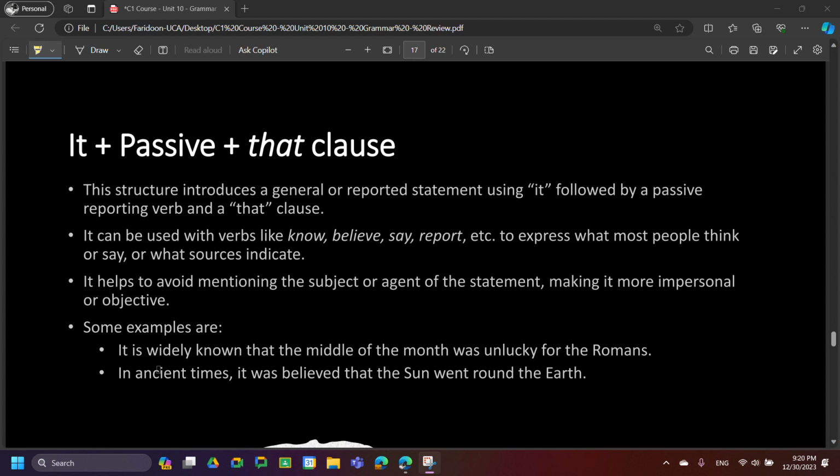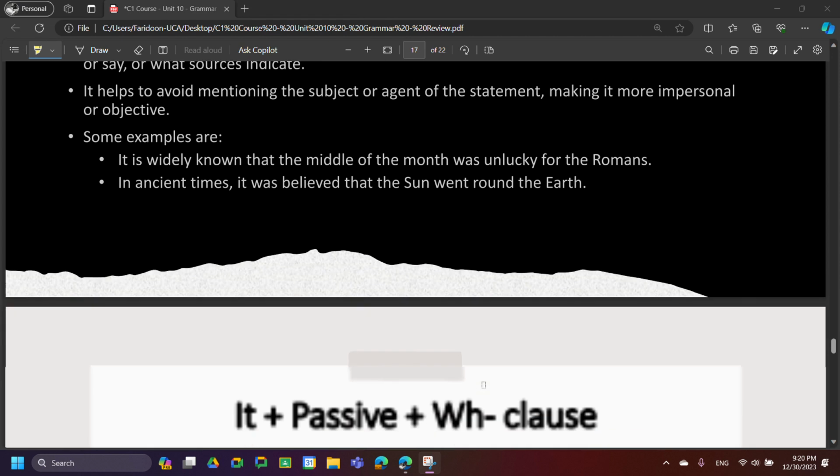Some examples are: it is widely known that the middle of the month was unlucky for the Romans, or in ancient times it was believed that the sun went round the earth, right?